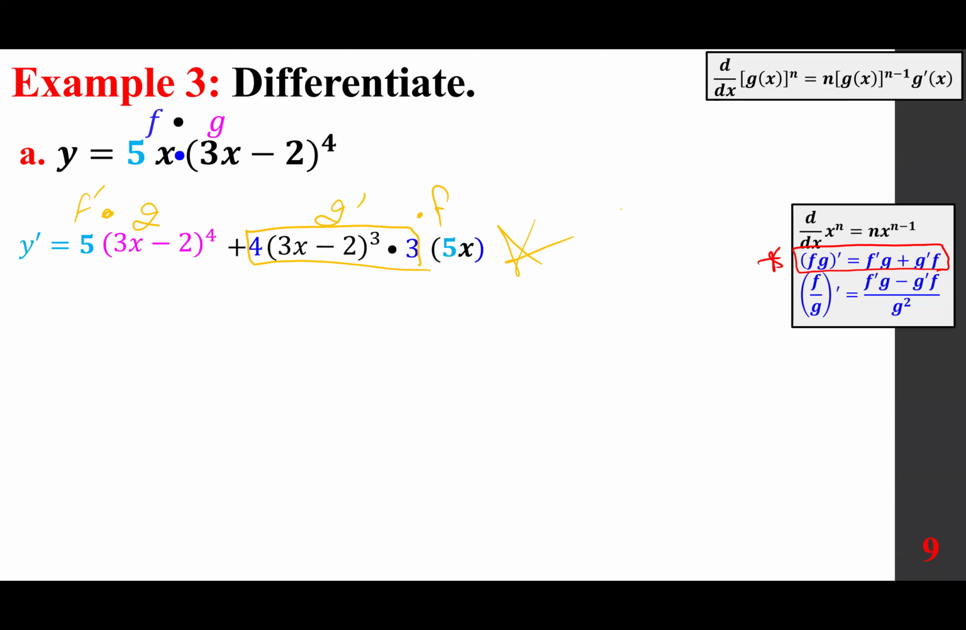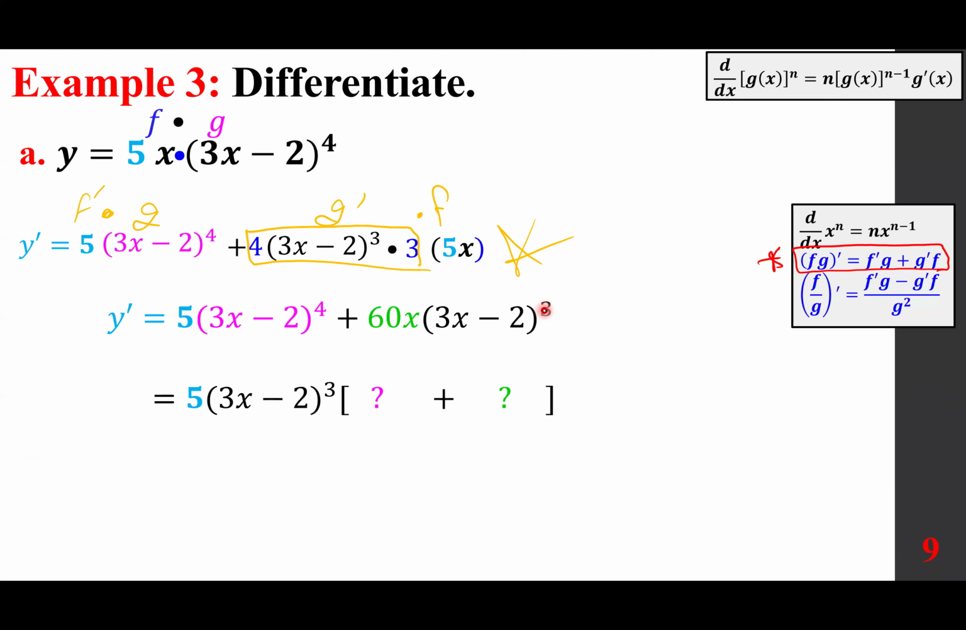All right, so we are going to rewrite this one so it becomes clear what is the common factor. We're going to rewrite this one as 4 times 3, 12, times 5x, 60x, times the rest of it. So it becomes easy to see 5 is in common between 5 and 60. 3x minus 2 is in common. But between these two, exponent 4 versus exponent 3, obviously we go with the smaller of the two, exponent 3.